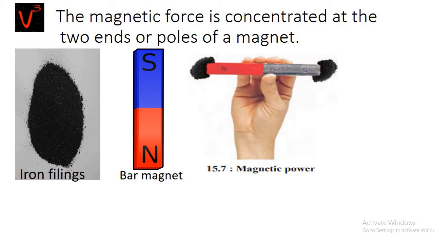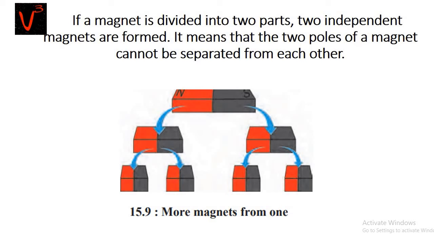Try this also at your home. Let's see the third characteristic. That is, if a magnet is divided into two parts, two independent magnets are formed, which you can see in the image. It means that the two poles of a magnet cannot be separated from each other. Every time we cut a bar magnet, we are always going to get two poles with it.